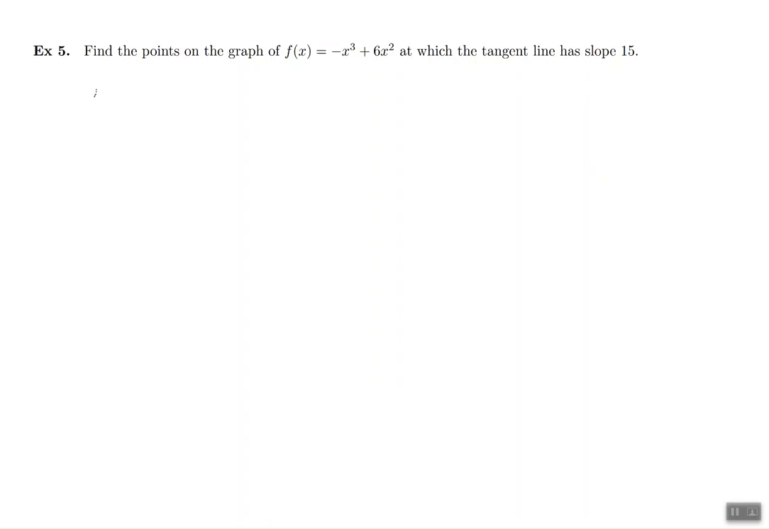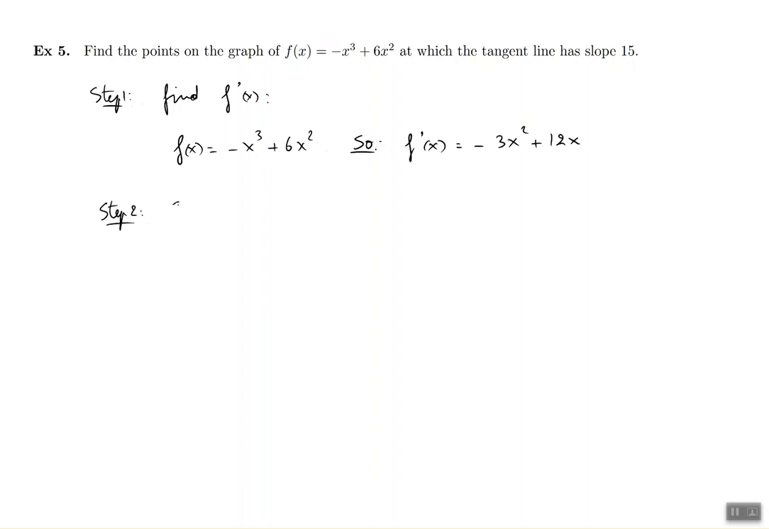So instead of being horizontal, we want the slope to be 15. Well, the steps are going to be the same. Step number 1 is going to be to find f prime of x. So remember that f of x is negative x cubed plus 6x squared. So f prime of x is going to be negative 3x squared plus 12x. And step 2 is where we solve the equation f prime of x equal to 15.